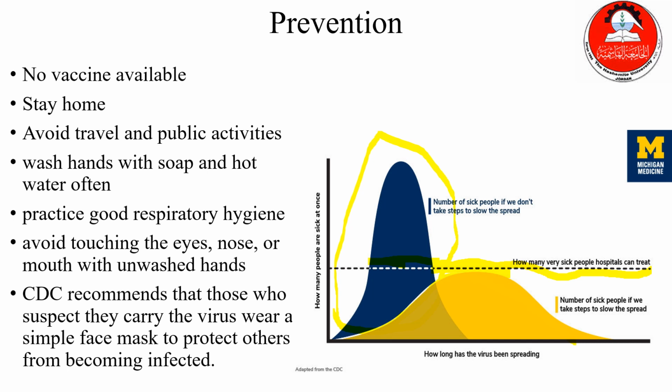There is no vaccine for the COVID-19. The CDC has advised people to stay at home, avoid travel and public activities, wash hands with soap and hot water, practice good respiratory hygiene in case of coughing or sneezing, covering your mouth, and in case you have a common cold or flu-like symptoms, wear a mask in order not to infect others. Avoid touching eyes, nose, or mouth with unwashed hands. So these are the preventive measures that need to be taken.